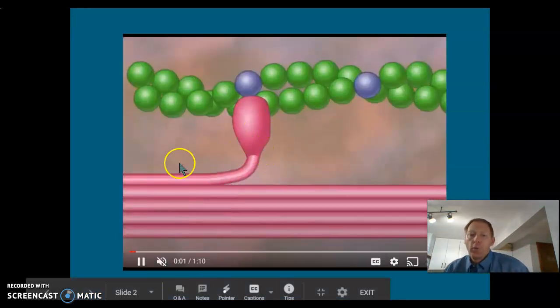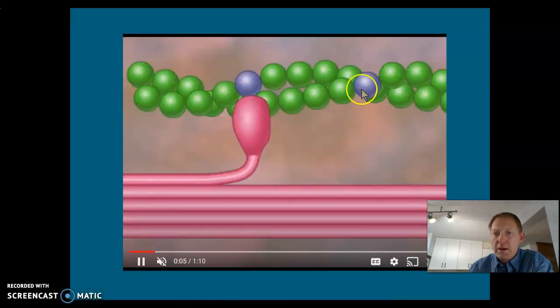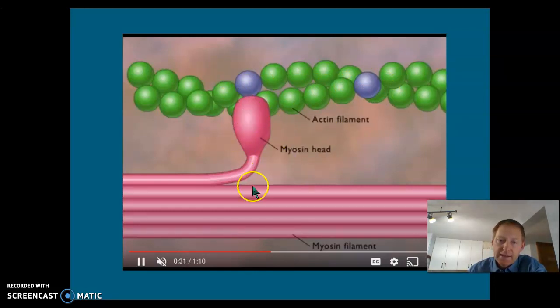So what we have here is this green filament here is the actin, okay? And this other one is the myosin, and they are in very close proximity to one another. The myosin head is the most important part because that is where the interaction between the actin and myosin actually occurs. And there are these binding sites, and that's these specially colored actin molecules. Myosin can bind at these sites.